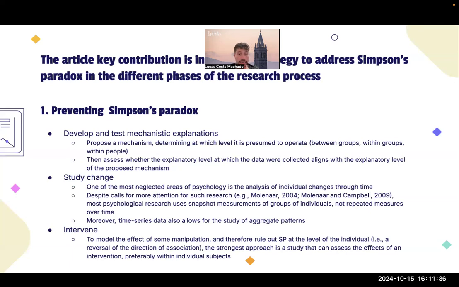Another approach is related to making changes to the study. The main one in psychological studies is that usually we collect snapshots in a given moment of time of different people. The article discusses how important it would be to collect data for specific individuals over time. This can create much more robustness in our conclusions when generalizing.